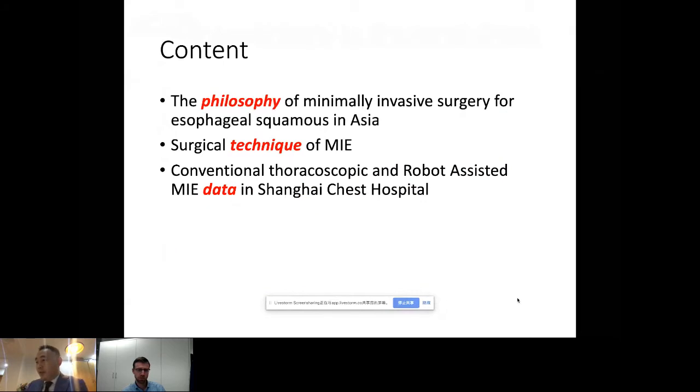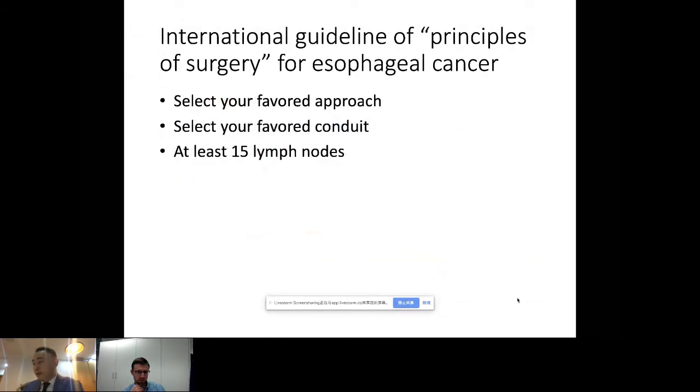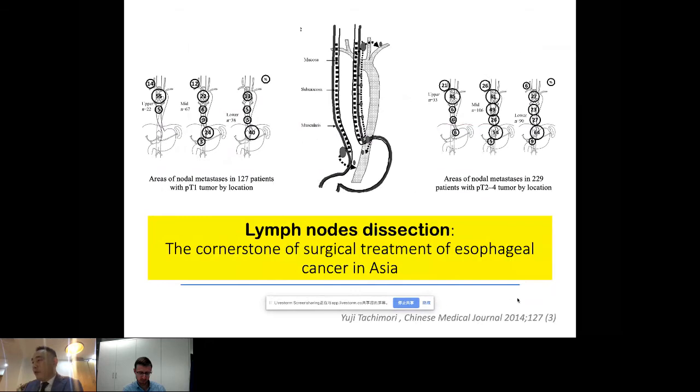In the treatment guidelines from NCCN, it's difficult to find detailed surgical recommendations for esophageal cancer surgery. They just tell us to select a favored approach and a favored candidate, and at least 15 lymph node dissection. But in China or in Asia, the focus of esophageal cancer treatment is very clear: more thorough lymph node dissection. This is almost the top priority of esophageal cancer resection.